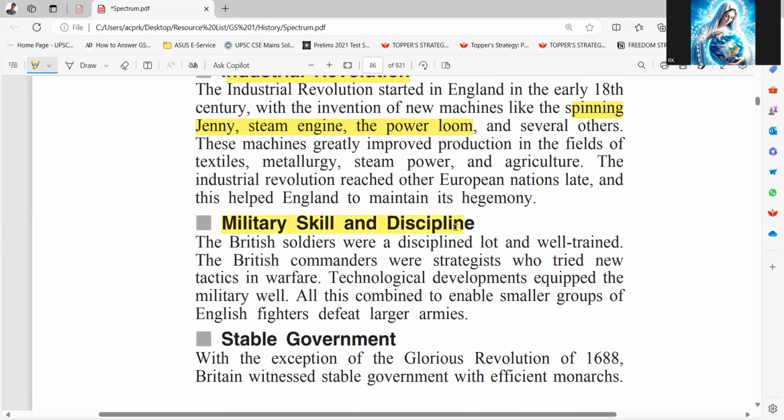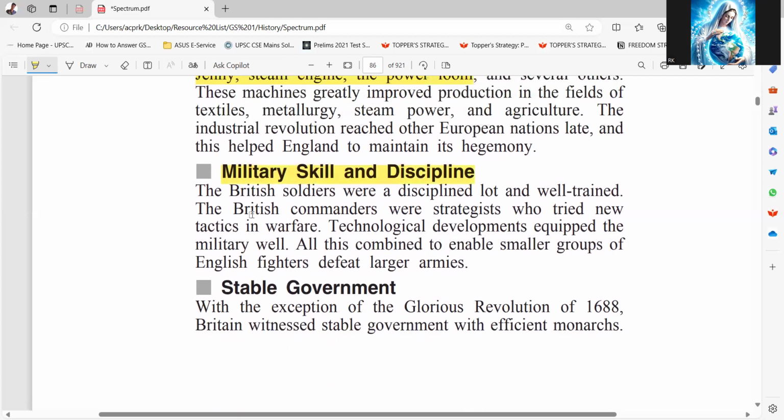Fourth reason is military skill and discipline. The British soldiers were a disciplined lot and well trained. The British commanders were strategists who tried new tactics in warfare. Technological developments equipped the military well. All this combined to enable smaller groups of English fighters to defeat larger armies.